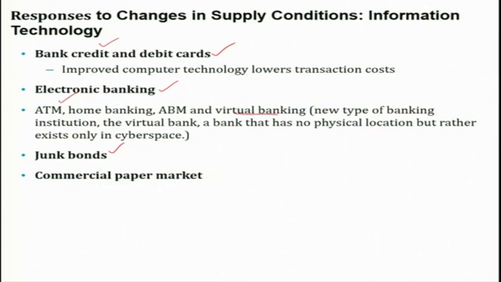Some firms that had fallen on bad times, also known as fallen angels, had previously issued long-term corporate bonds with ratings that have now fallen below BAA, bonds also known as junk bonds. With the improvement of information technology, it became easier for investors to acquire financial information about corporations, making it easier to screen out bad from good risk.